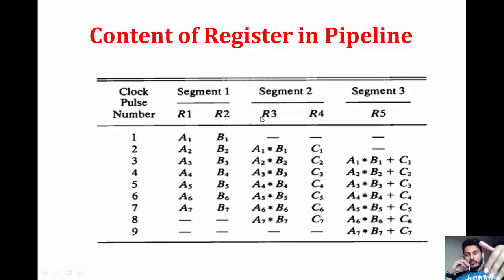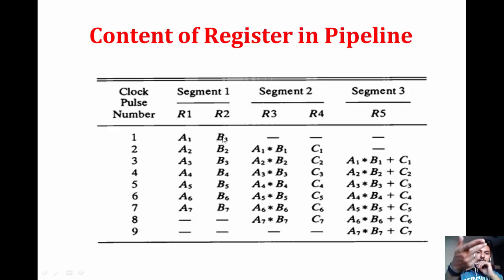So what will be the value of R3? What will be the value of R4? That is what we've seen, right? And in segment 3, there will be the final result. Okay, so how is the thing actually happening? At the first clock pulse, the first values of A and B will be there in R1 and R2.